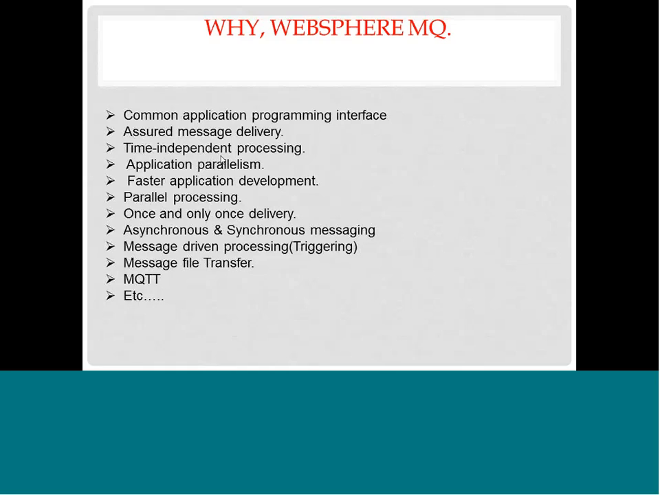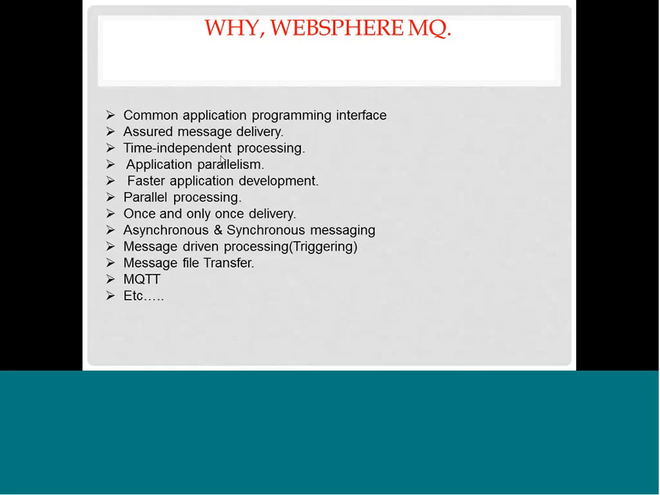Next one is faster application development. Why do we call it faster application development? I have a Java application, and Java wants to communicate with C++. So for Java to C++, I have to develop an adapter. But here, if you are using MQ as an adapter, you need not prepare any adapters to make a communication. MQ itself is an adapter, so using MQ it is possible to make a communication, right? So parallel processing and application parallelism are the same.